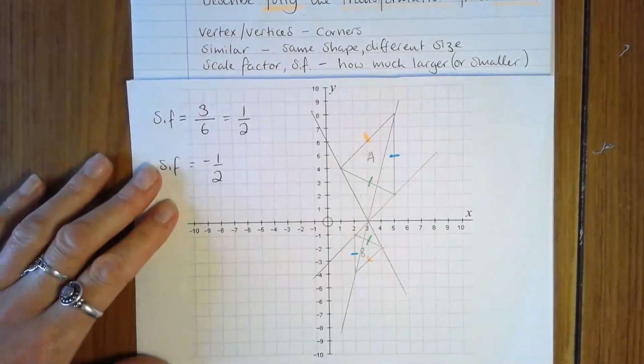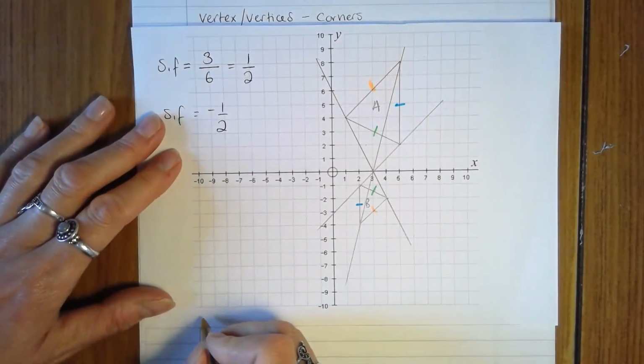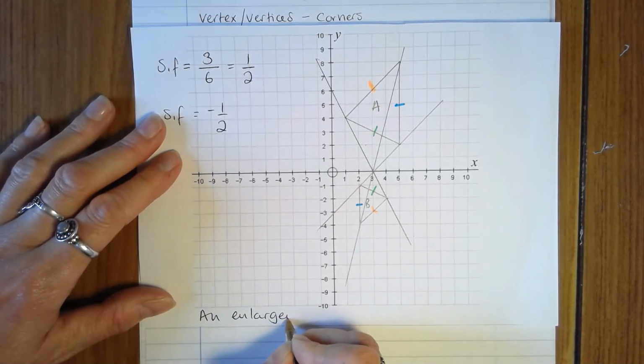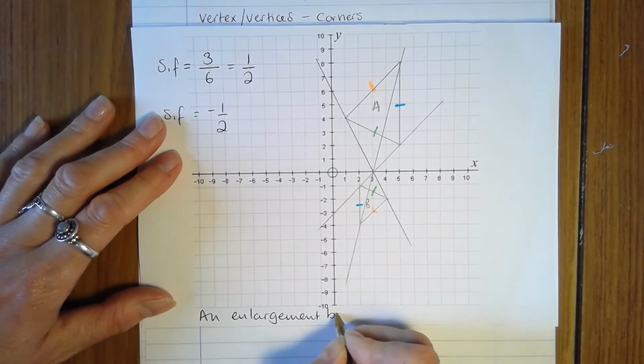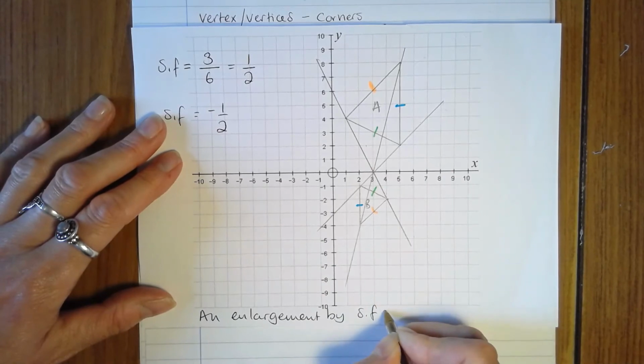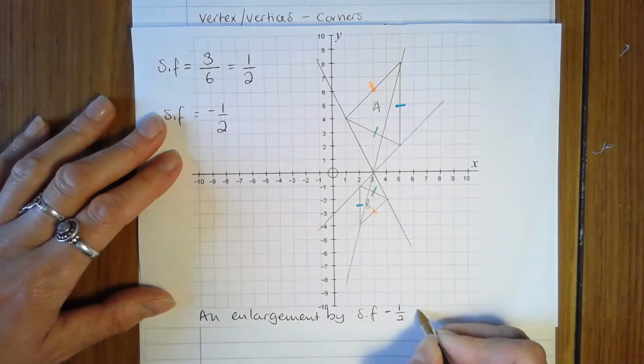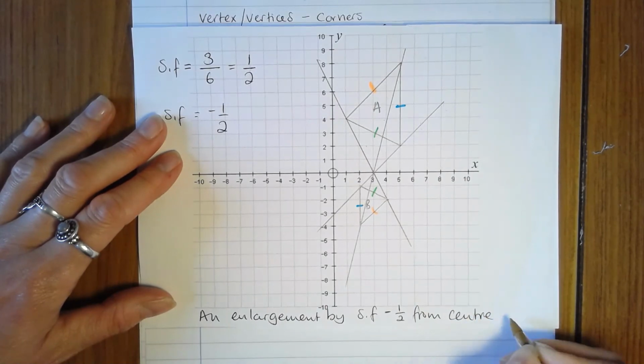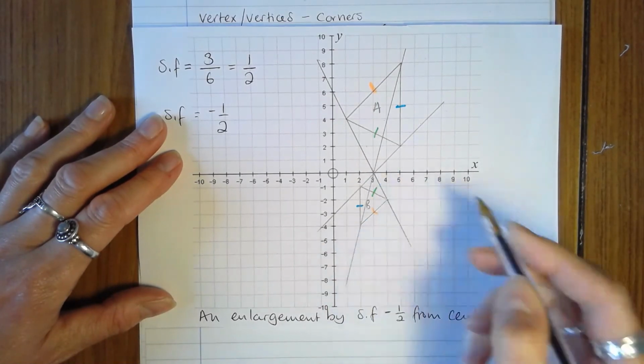So the full description of this enlargement is an enlargement by scale factor negative a half from centre 3, 0.